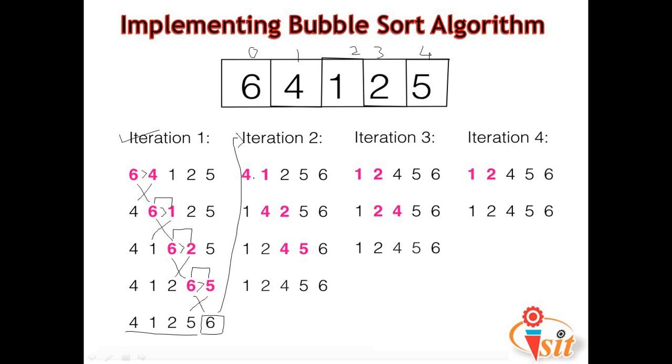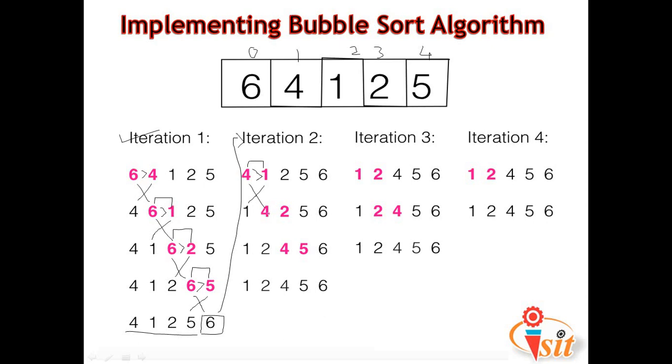Again in iteration number 2, the first element is 4, the second element is 1. Both are compared with each other. The first element is greater than the second element. Again we need to do the swap. Now 1 becomes here, 4 becomes here.